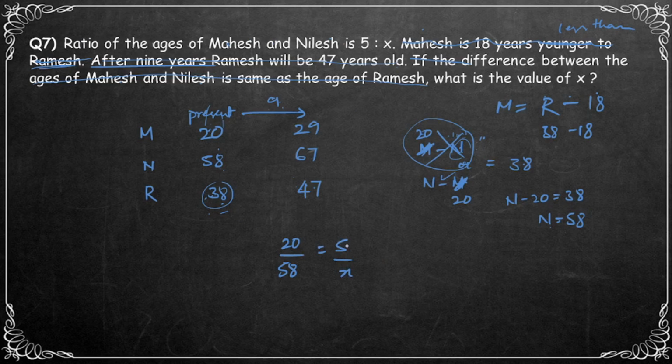So from this equation, we can say that x is equal to 58 by 4. So 2 twos are 4, 18 is there, 9. So done. 2 ones are 2, 2 fours are 8 plus 1. So 1 by 2 is nothing but 0.5. So the answer is 14.5.